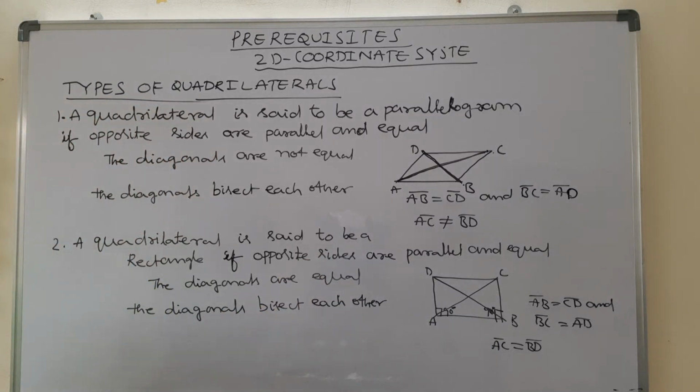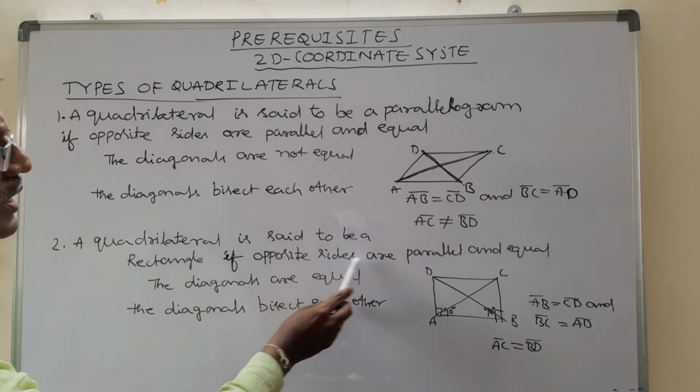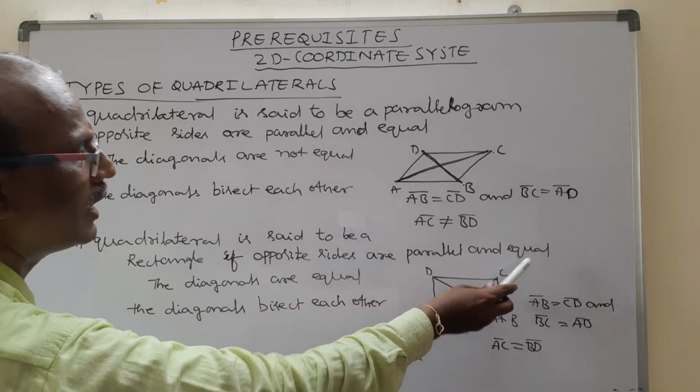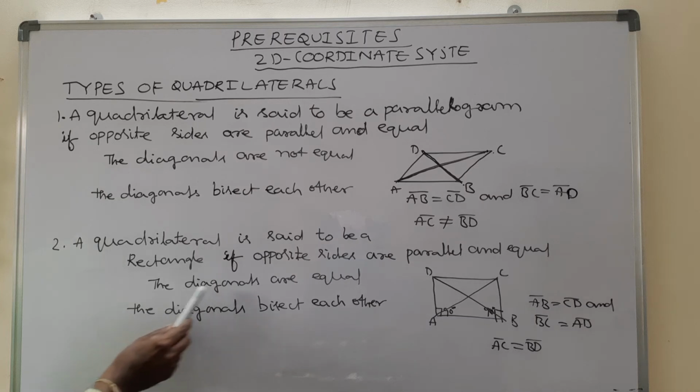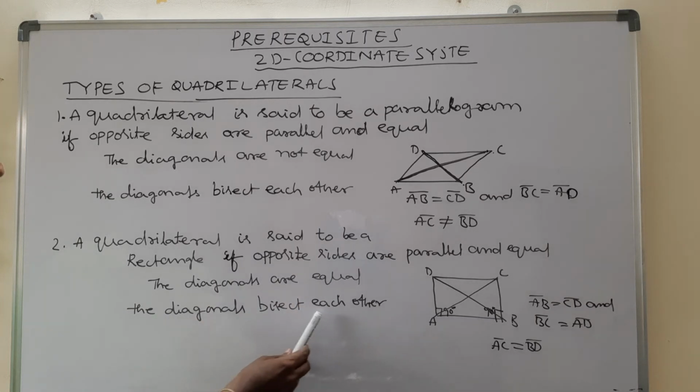Next, discuss about the second one, rectangle. A quadrilateral is said to be a rectangle if opposite sides are parallel and equal. In this case, the diagonals are equal. The diagonals bisect each other.